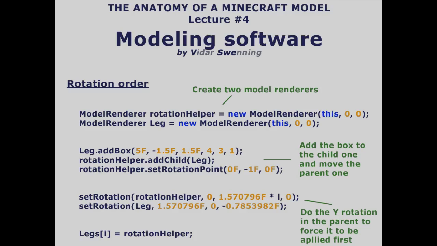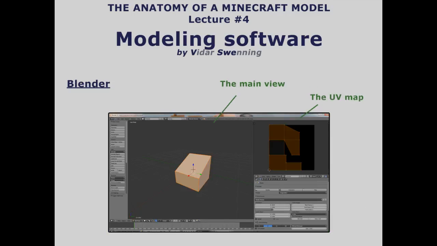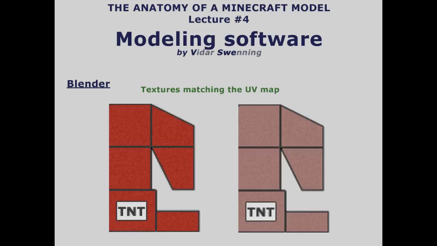Right, then we go to Blender, or well, basically any 3D rendering software, and what we want to do is make a model here. We can see in the main view that little model that I made there, and we also need a UV map, which is basically going to tell us where the different textures will be located. And then it's just a matter of making a texture that fits that one.